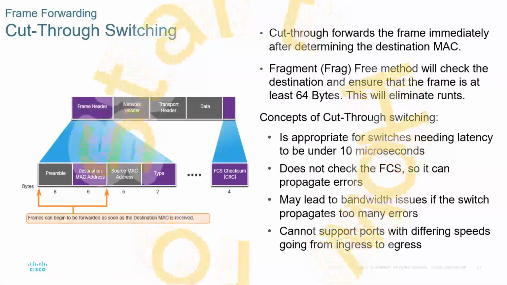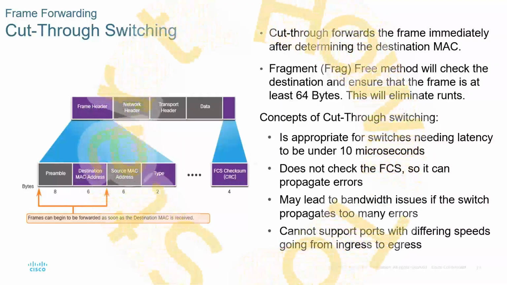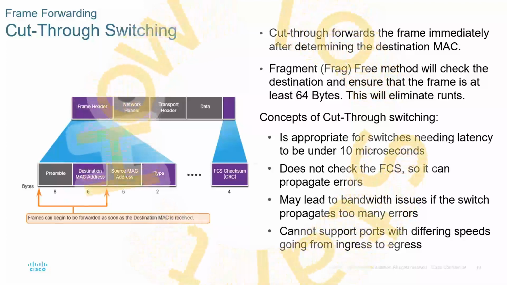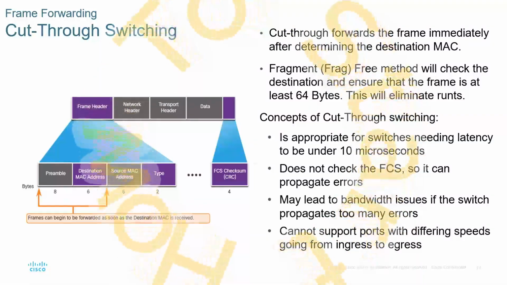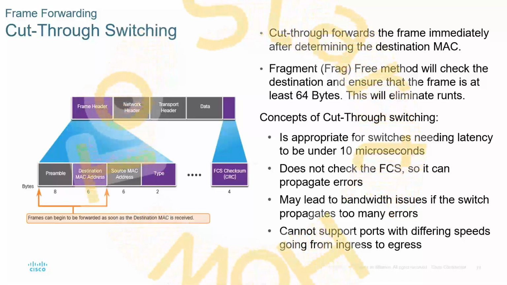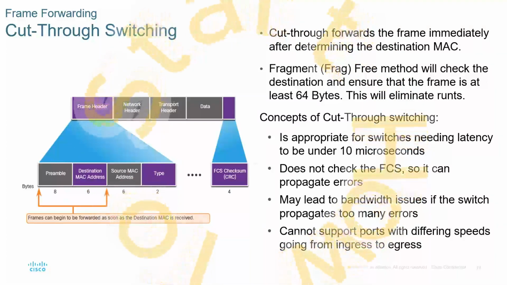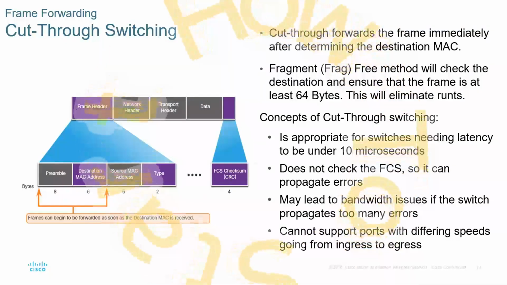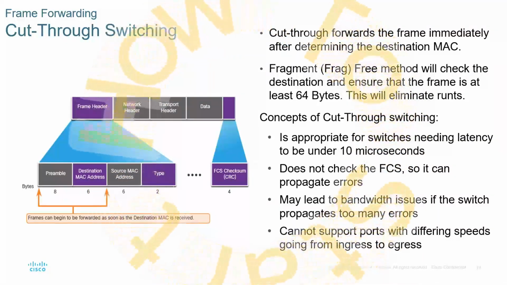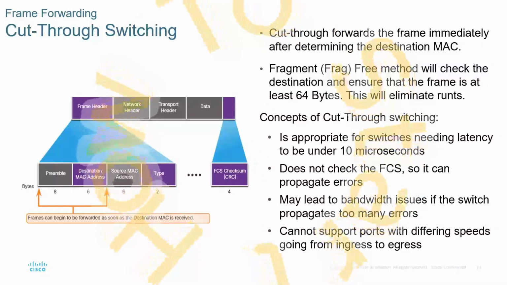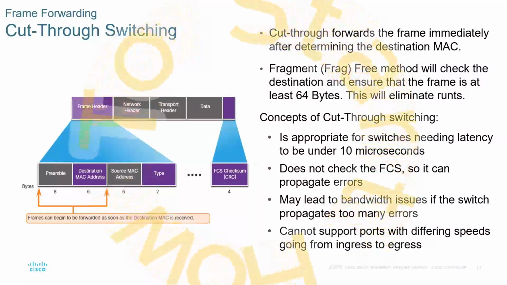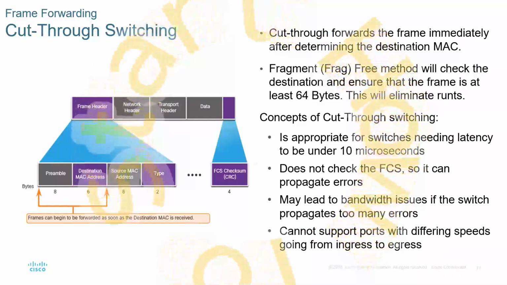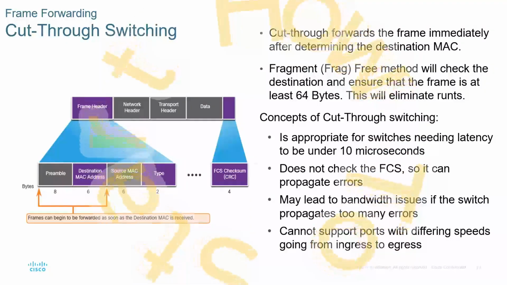The cut-through method will check the destination and ensure the frame is at least the appropriate length, 64 bytes or larger, and will forward it out. The concept of cut-through switching is appropriate for switching needing latency under 10 microseconds, meaning real-time type traffic. Anything that has a time-sensitive response is going to look more towards cut-through switching technology.